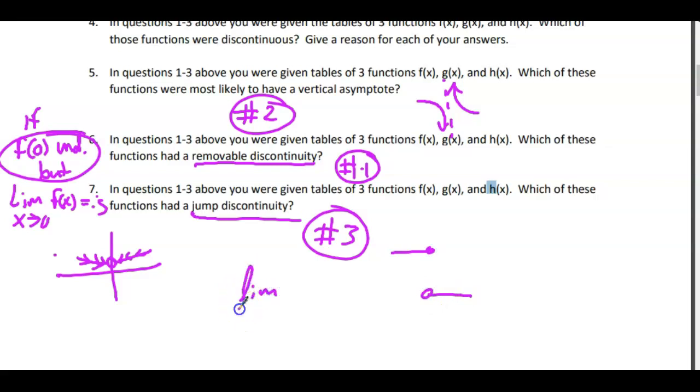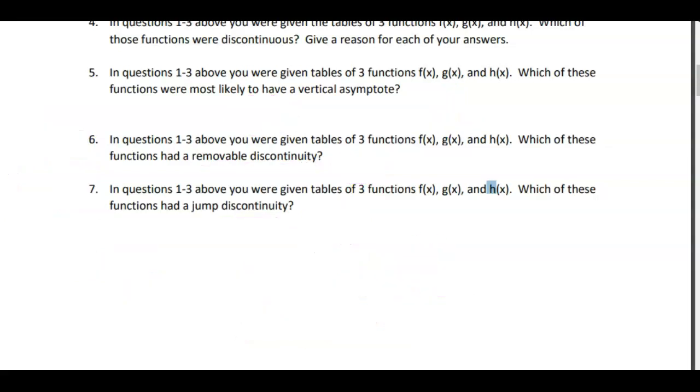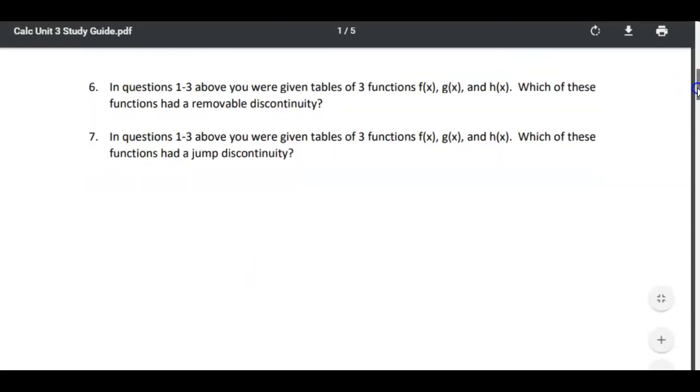It's when the limit as x approaches 0 from the left is not equal to the limit as x approaches 0 from the right. Now, technically, you could say this is also true for number 2, but on number 2 the left and right-handed limits didn't exist either. They were both infinity, so we can't say that's a jump discontinuity. That's a vertical asymptote. But when the left-hand limit exists and the right-hand limit exists, but they're not the same thing, that's when you have a jump discontinuity. Okay? So those are some questions that you might expect to see about tables on your next test.